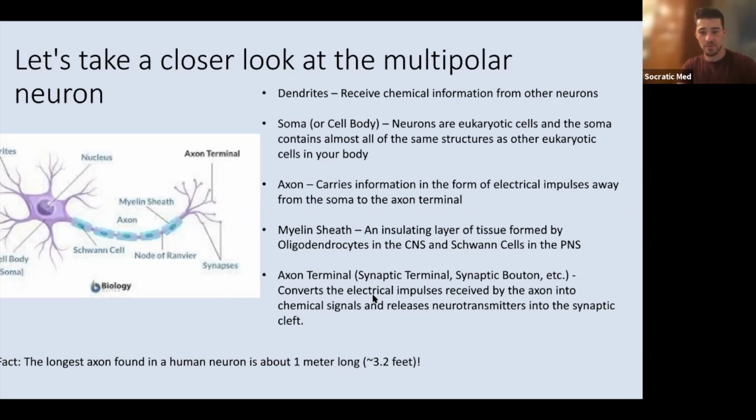The axon terminal, which is also known as the synaptic terminal, or the synaptic bouton. There's a bunch of different names. You should be familiar with all of them. I'm sure you've seen most of them. And what that does is it converts the electrical impulses received by the axon into chemical signals. So that releases the neurotransmitters into the synaptic cleft. It diffuses across the cleft, and then it touches the postsynaptic neuron. And right at the bottom, the longest axon found in a human neuron is about 1 meter long, about 3.2 feet.